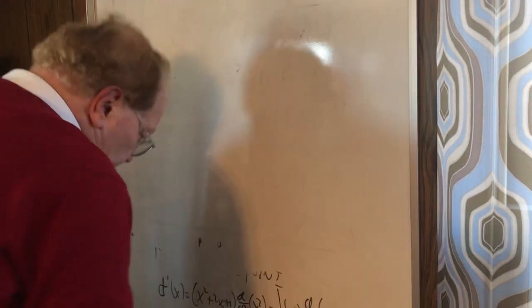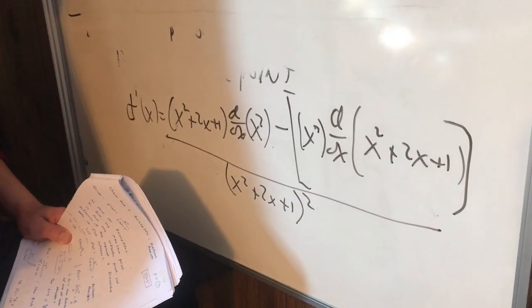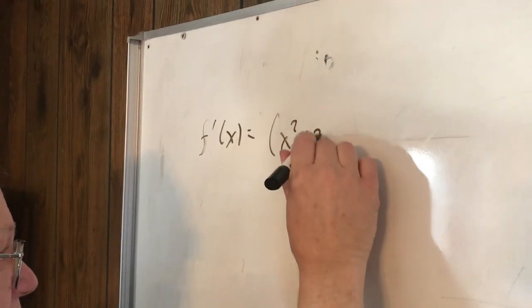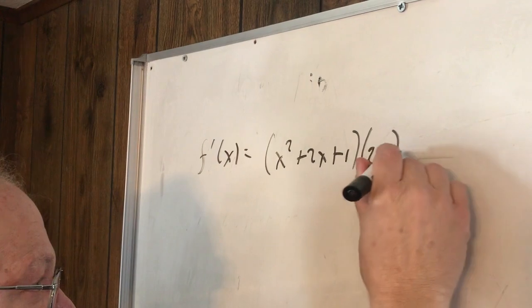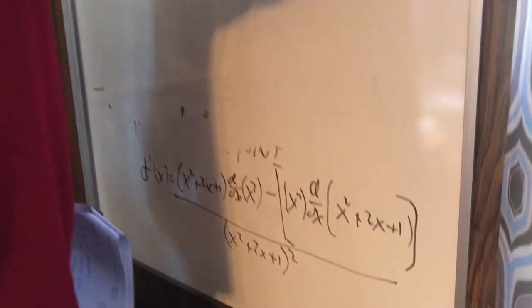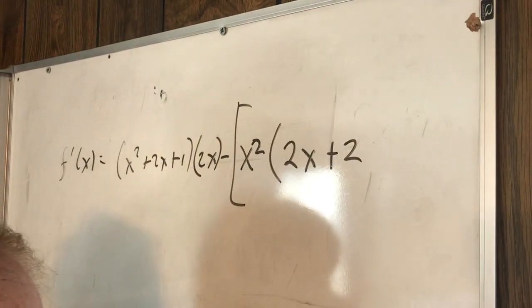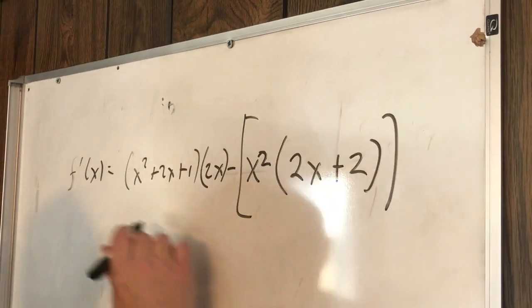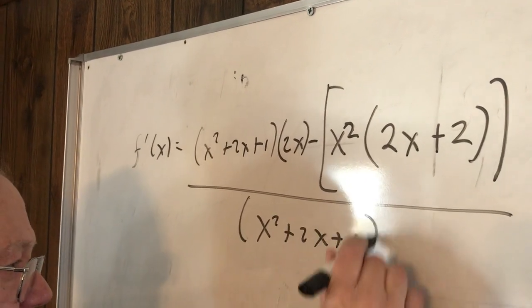All right, so we want to complete the derivative here. F prime x is going to be x squared plus 2x plus 1. The derivative of x squared is 2x. I'm going to subtract that, bracket. You have x squared. And this is going to be, the derivative of x squared plus 2x plus 1 would be 2x plus 2, and the derivative of the constant would be 0, so that's all we have. And x squared plus 2x plus 1 squared.